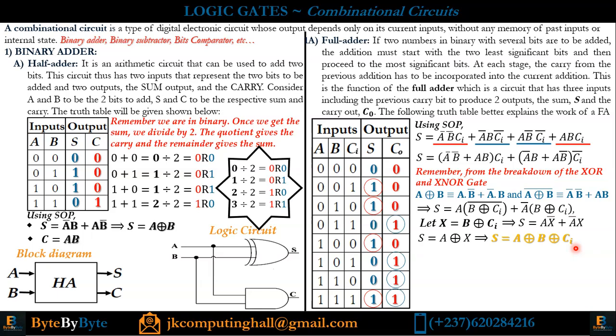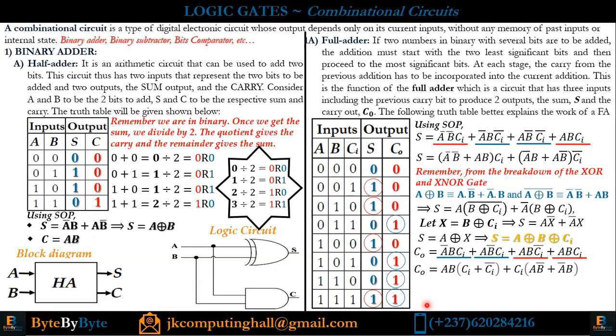We proceed to the expression of C out. We have this. What are we having here? A bar B Ci. At this level, A B bar Ci. At this level, A B Ci bar. And finally, at this level, A B Ci. So that is the expression of CO, that is the carry out. What can I factor out? At this level, I can factor out AB, and at this level, I can factor out Ci. What does it give me? This is the expression I obtained.